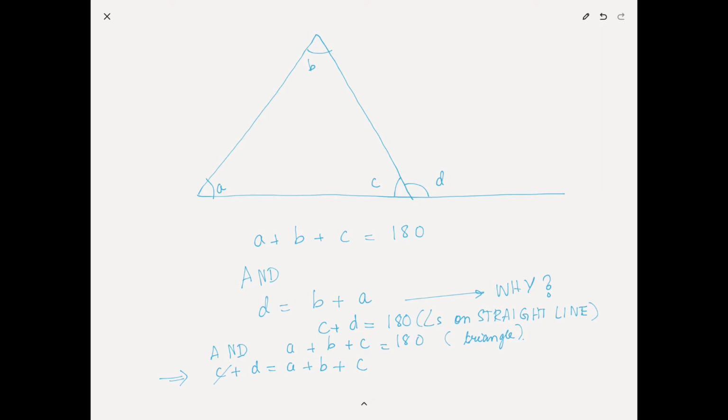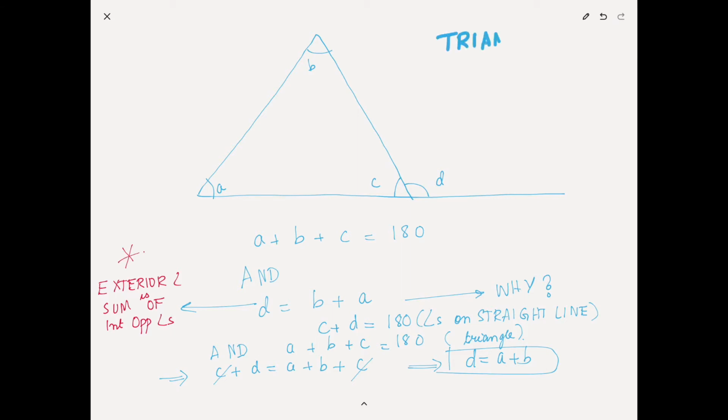Why that is so is because A plus B plus C is equal to 180, and C plus D are angles on a straight line, therefore they also add up to 180. And so if we solve this out, we find that D, which is the exterior angle, is equal to A plus B, which is the sum of the interior opposite angles. So those are the two rules from triangles. Now let's look at quadrilaterals.